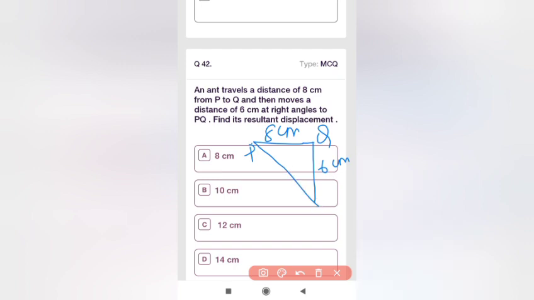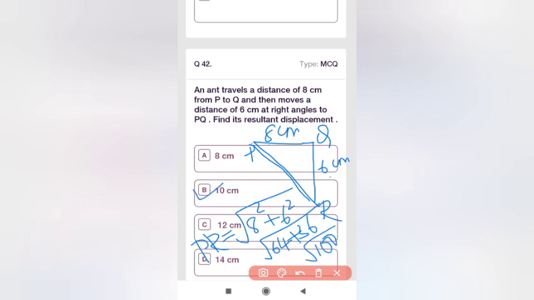So what will it be? Displacement means you need to find out this distance. So 8 square plus 6 square, square root of that, you will get this value, this PR. So PR distance is going to be 64 plus 36. Square root of this is root 100. Root 100 is 10. So it is 10 centimeter. That's the correct answer, option B.